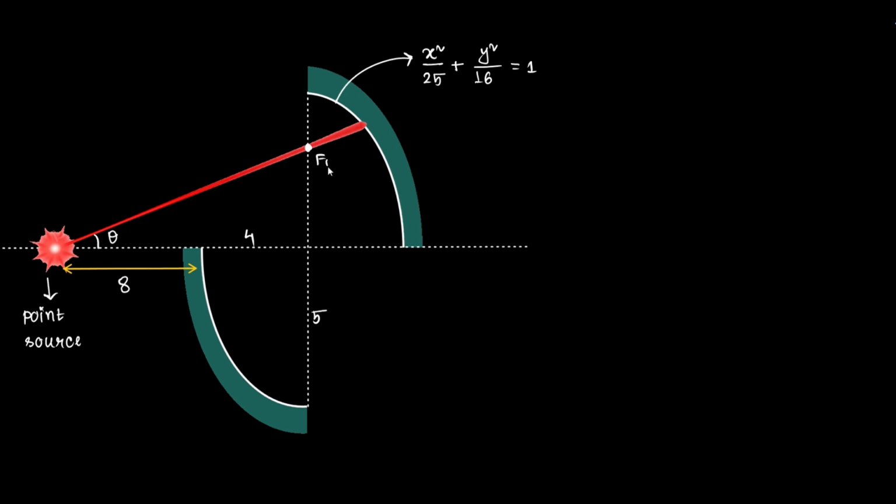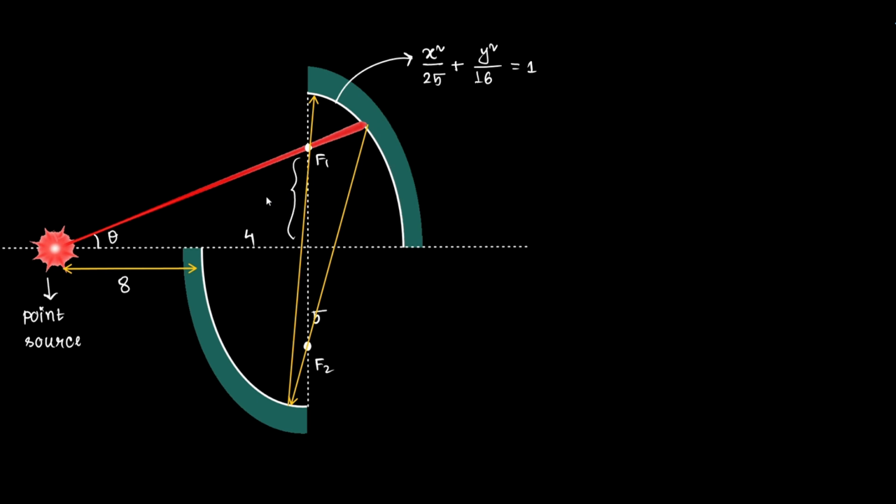Yes, so suppose this is f1 and this is f2. If it passes through this focus, then after reflecting from the surface it will pass through this focus, and again after reflecting it will pass through this focus. In this way this light ray gets trapped in this mirror system. So this is the concept part. Now you have to do the calculation, you have to calculate this distance. I think you all know the basics of ellipse.